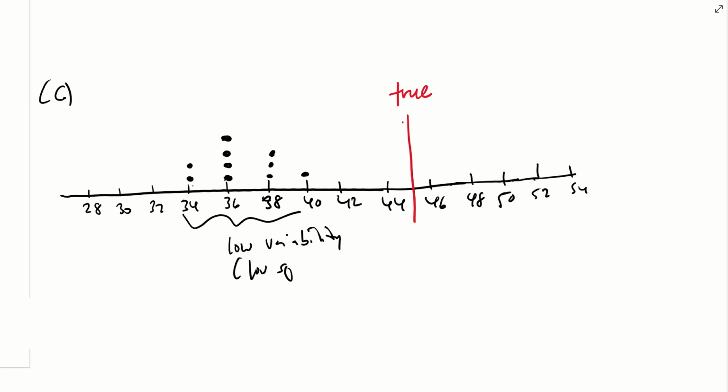Low spread. So there's low spread. However, the average is off target. So you can see I'm consistently underestimating the true value, and therefore I'm going to be consistently off target here.